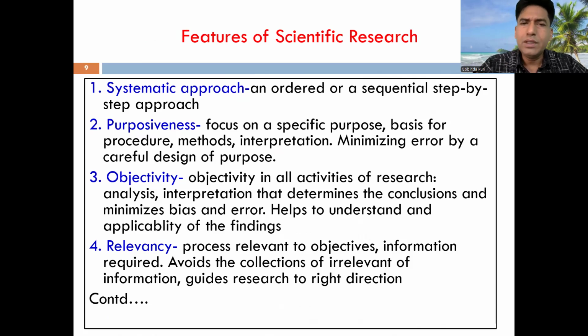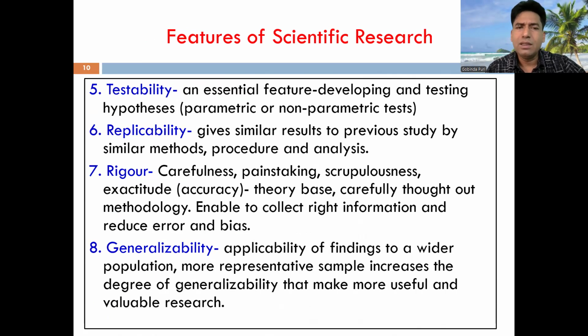Next feature of scientific research is relevancy. Relevancy means the process we follow in the research should be relevant to objectives. We have already developed the research questions and objectives, and our every activity should align with these objectives and research questions, or the framework. So we should avoid the collection of irrelevant data or information, and that has to go along with the framework.